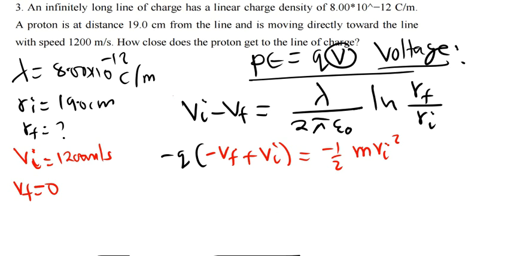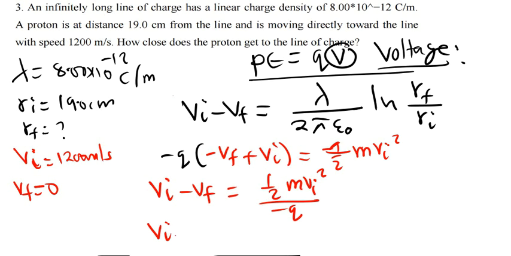After doing this, the next thing I'm going to do is divide both sides by negative q. Since it's positive, I write v initial minus v final. It's the same thing. I divide by q, and here I'm supposed to put just 1. So it's half m v initial squared, divided by negative q. I will remain with negative half m v initial squared divided by q.